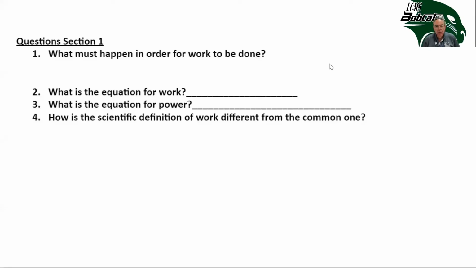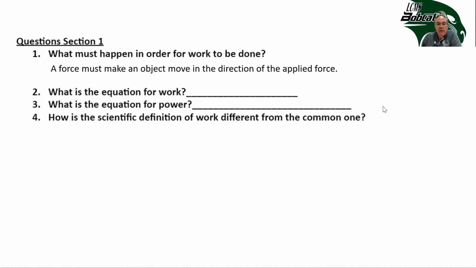Okay, welcome back. When we left off last time, I had asked you to answer these questions on your own. What must happen in order for work to be done? A force must make an object move in the direction of the applied force. So as we said in science and engineering, work has a very specific meaning. And this directly relates to the equation for work, which is work equals force times distance.